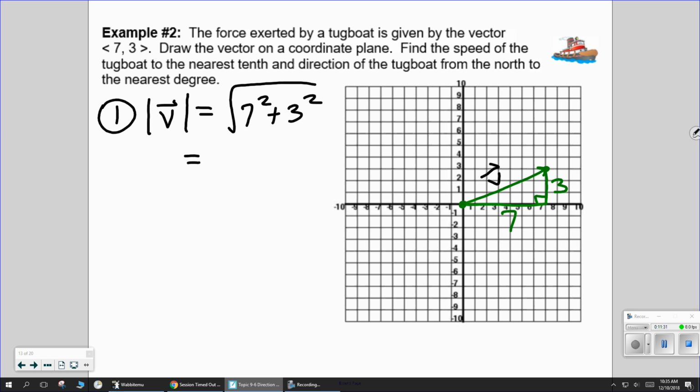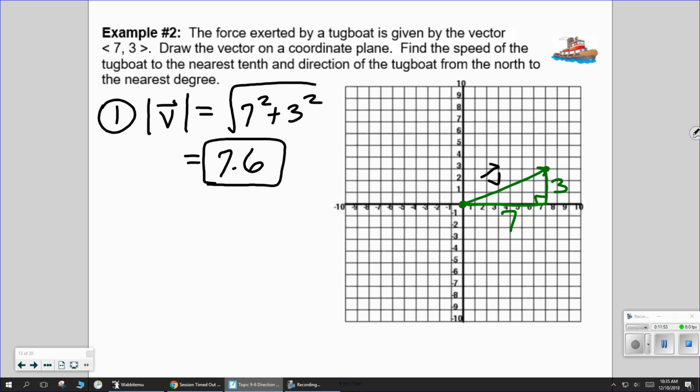So 49 plus 9 is 58. Take the square root, and you should get 7.6. In this case, it doesn't tell us what type of speed, but the speed of that tugboat would be 7.6. Maybe it's miles per hour, something like that.